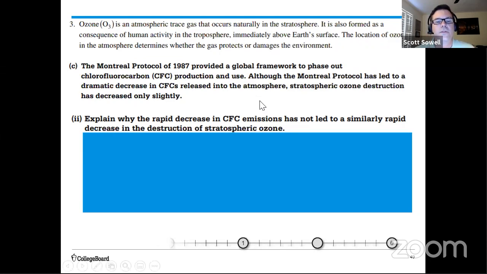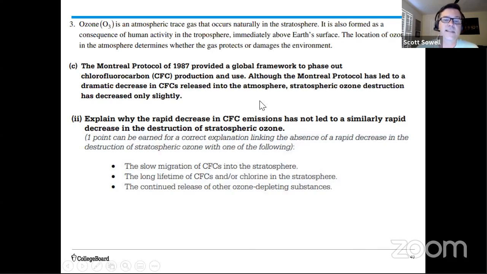All right, so hopefully you were thinking about the persistence of the CFCs. That's what I think of. So 1 point can be earned for a correct explanation linking the absence of rapid decrease in the destruction of the stratospheric ozone with one of the following. You may have talked about how it takes a while for the CFCs to get up into the stratosphere, or the long lifetime of CFCs or chlorine in the atmosphere, or the continued release of other ozone depleting substances. So I would probably tend to hit this middle one in my brain, that these persist a long time. So even though we stopped it on a Monday, on Tuesday, there's still some up there.